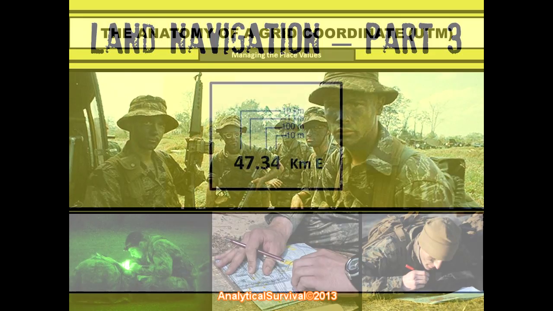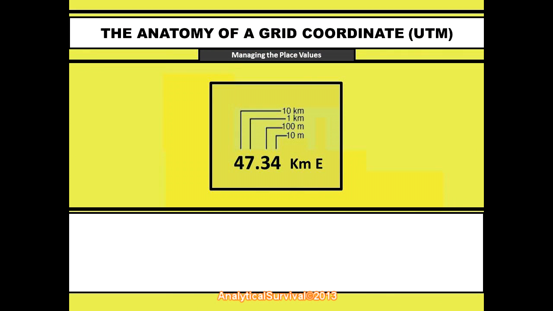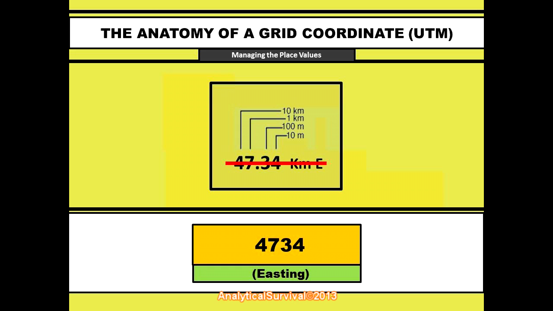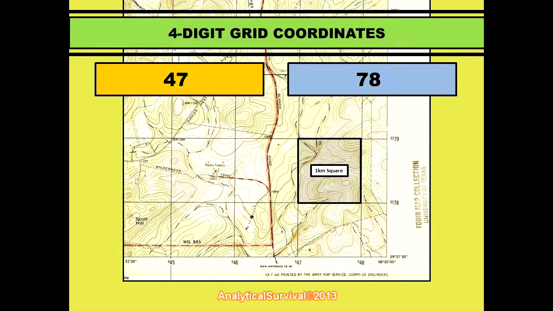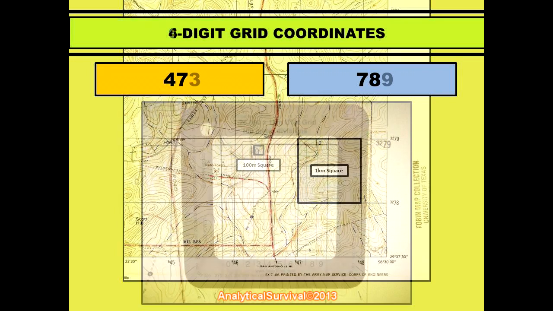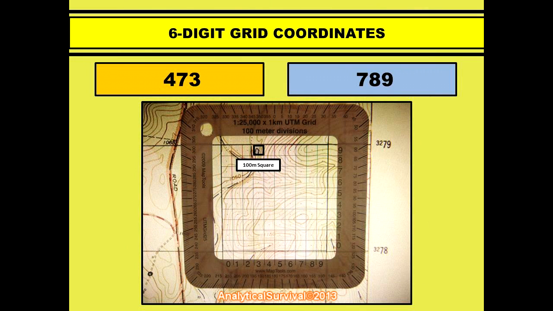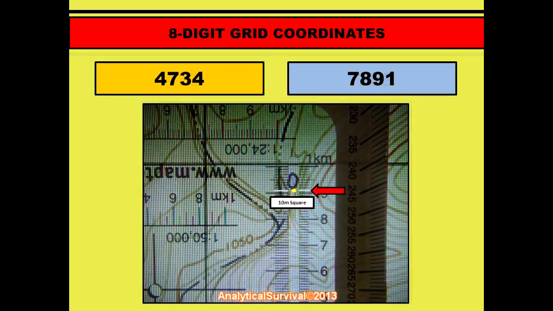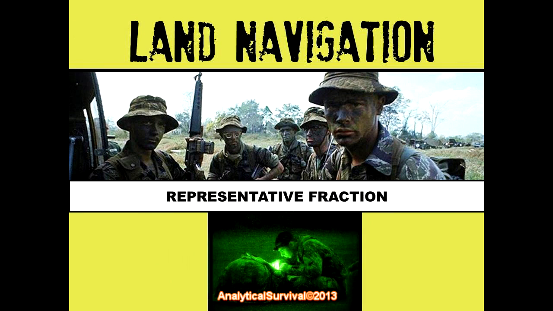Recall that in part 2 we talked about place values and how to minimize unneeded place value denominations, and how we turn this cluttered coordinate into this. We then learned how to construct and plot 4, 6, and 8-digit grid coordinates. We likewise understand that each of these coordinate types signifies a focus of measurement. What I mean by that is a 4-digit grid coordinate will measure an area of 1 kilometer square, a 6-digit grid coordinate will measure an area of 100 meters square, and an 8-digit grid coordinate will measure an area of 10 meters square. Let's now talk about representative fraction.